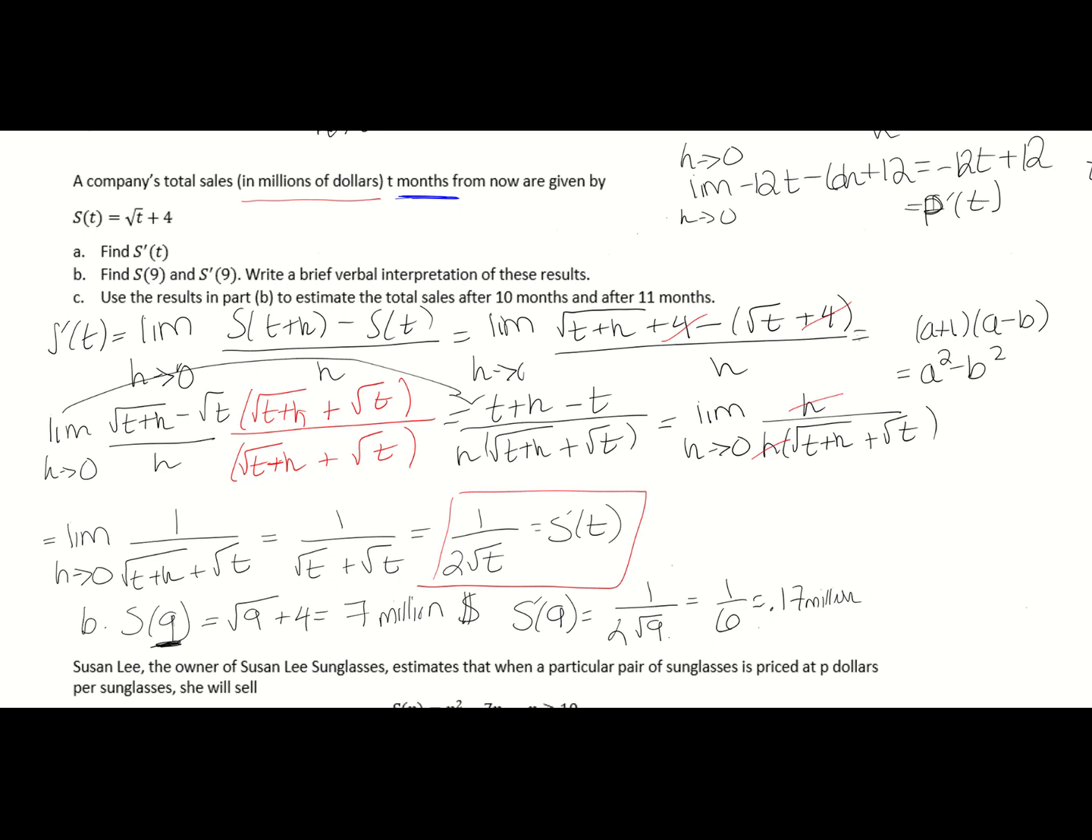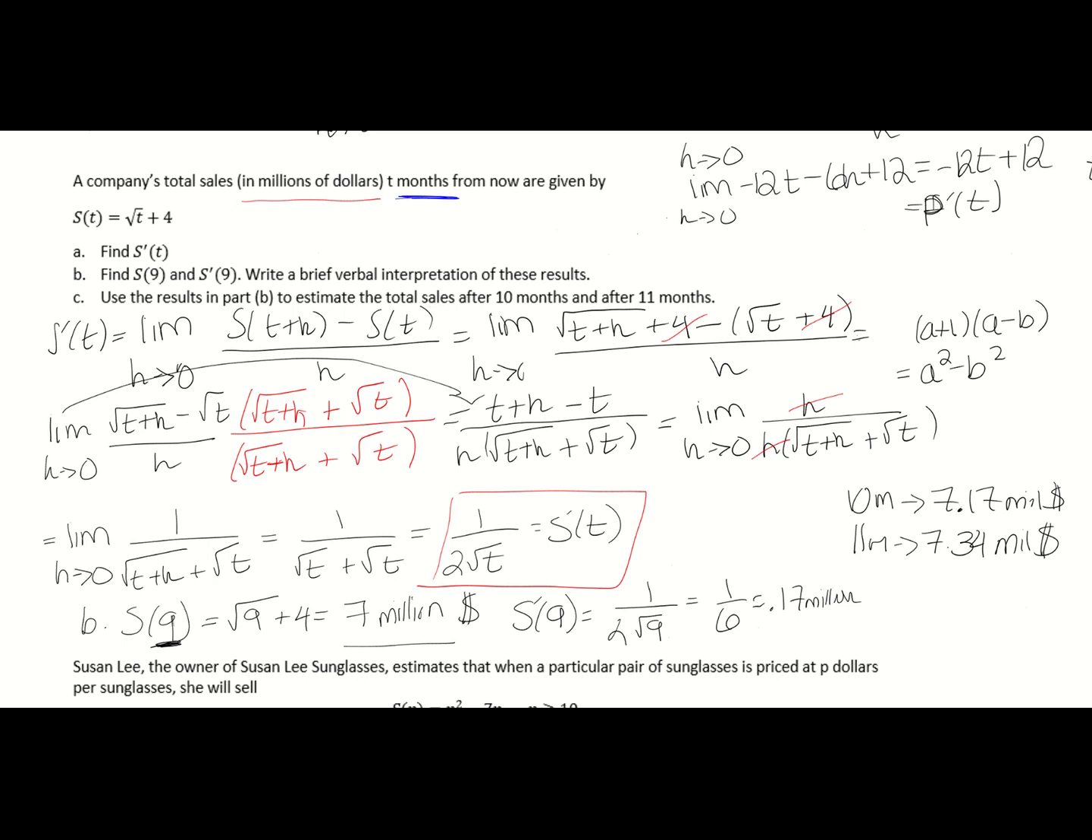Part C says, use this result from part B to estimate the total sale after 10 months. So you can use it together. If you know that 9 months from now, the total sale is 7 million, and you know that it's changing at a rate of 0.17 million, that means that 10 months from now, it will be 7 with a rate of change of 0.17, so $7.17 million. And 11 months from now, to estimate if the rate was to stay the same, which probably it wouldn't, it might change, but you're just estimating, it would be approximately 7.3 million.